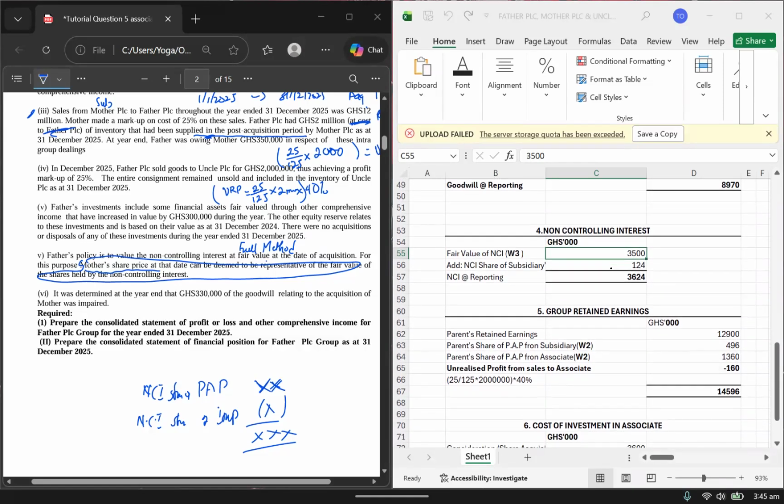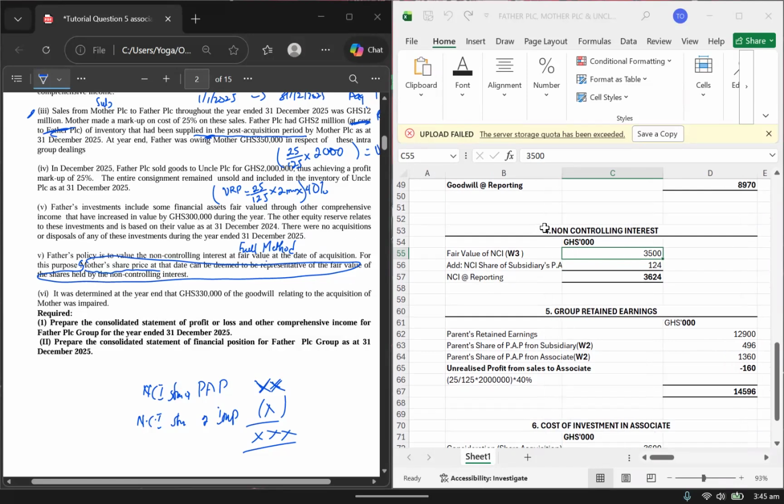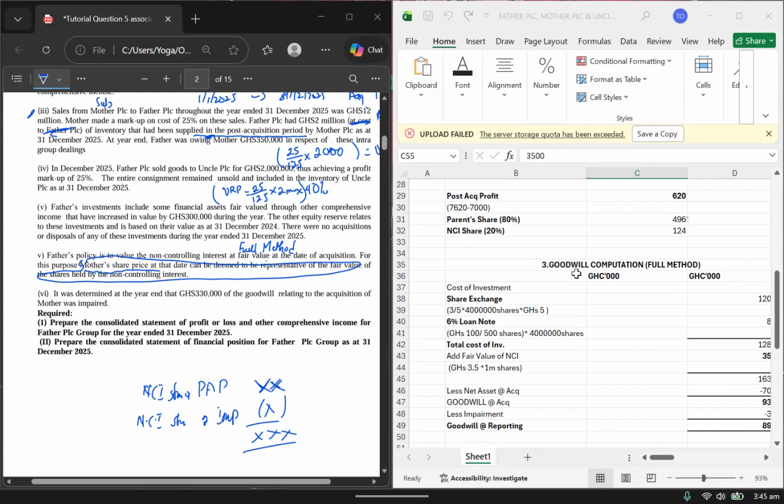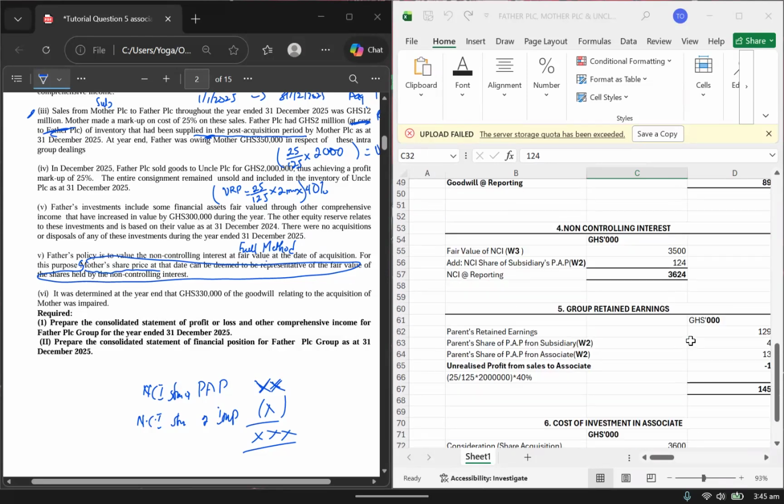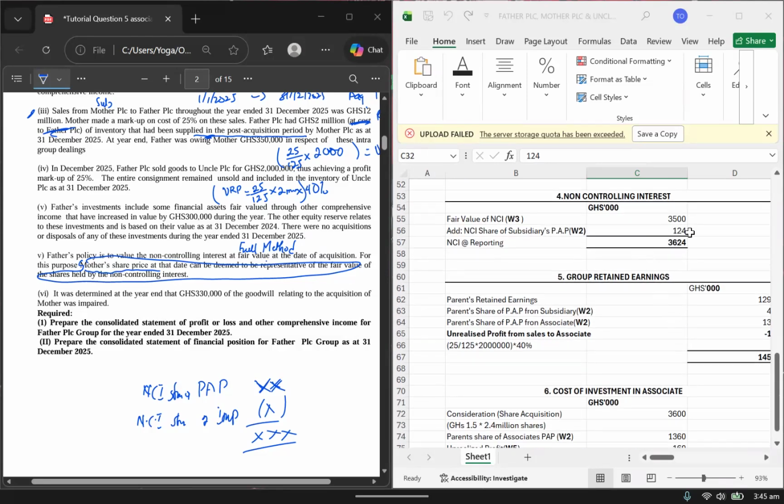All right. Then you add NCI share of post-acquisition profits. That one was in workings 2. Yes, it was in workings 2. I've indicated it. It's here, the 124. So you add the 124 to it, and that would be all for non-controlling interest.